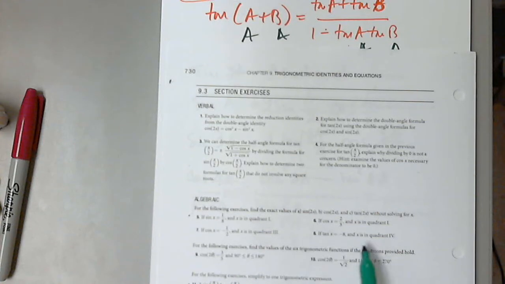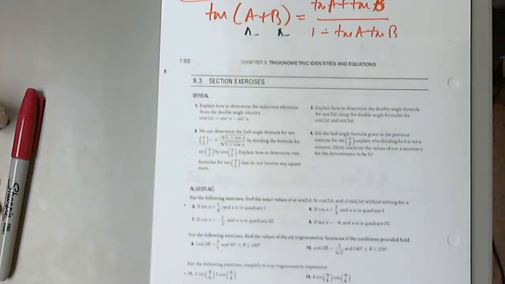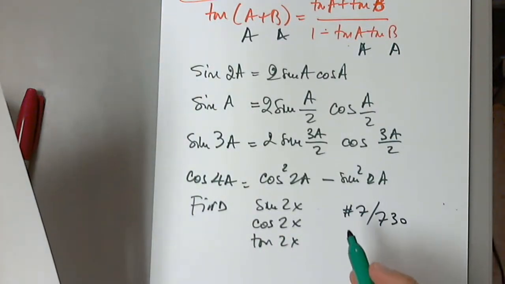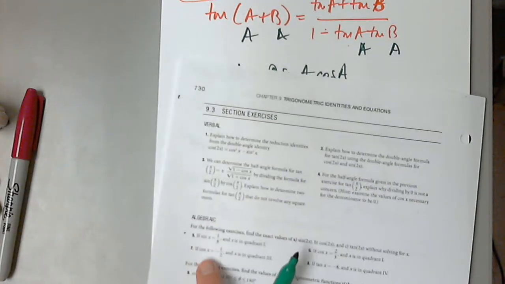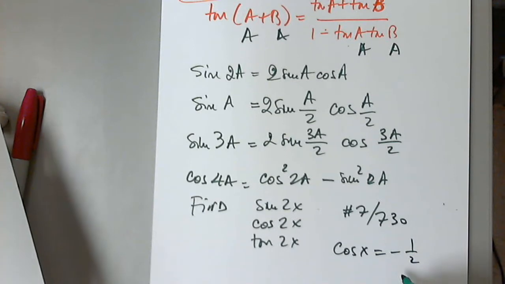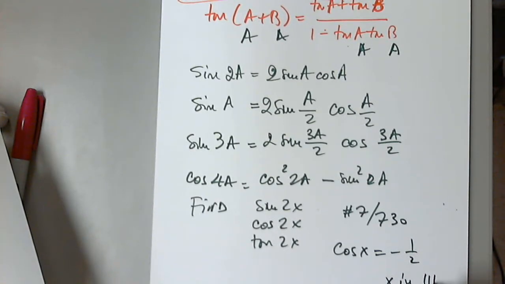I would like us to choose a problem, but not with the first quadrant, because everything is positive in the first quadrant. So let's look at another situation. So either cosine x in the third quadrant or tangent in the fourth quadrant. Let's do number 7. Number 7 is good. So for number 7 on page 730, we are told that cosine x is negative 1/2, and x is in the third quadrant.